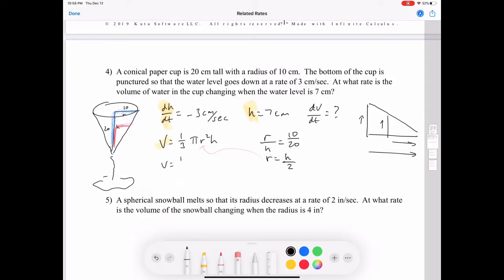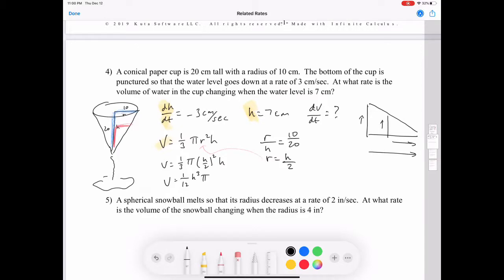V is equal to 1 over 3 pi times h over 2 squared times h. And that leads us to 1 over 2 times 2 is 4, 4 times 3 is 12, h cubed pi. That's our volume. Now we are asked to take the derivative from over here.